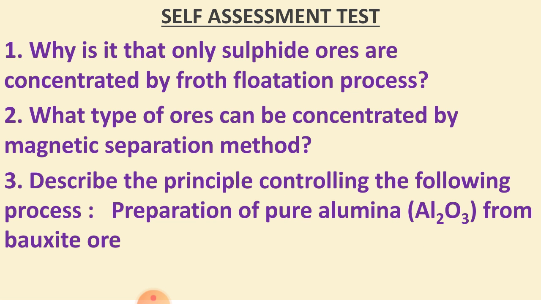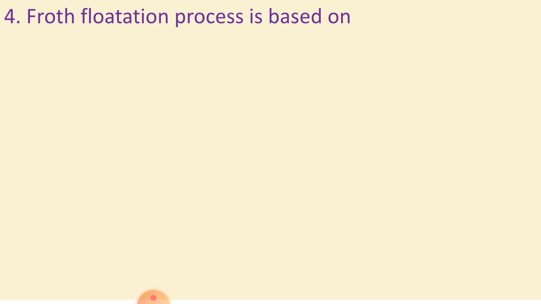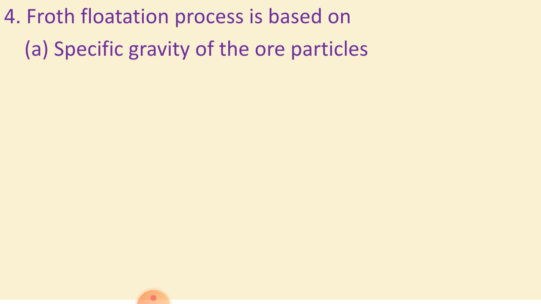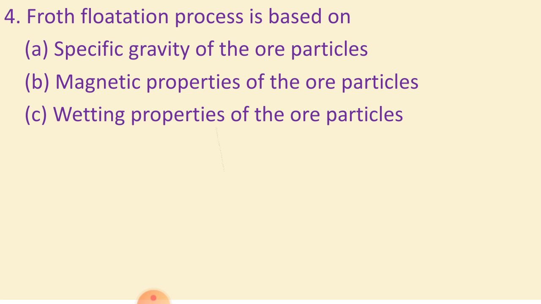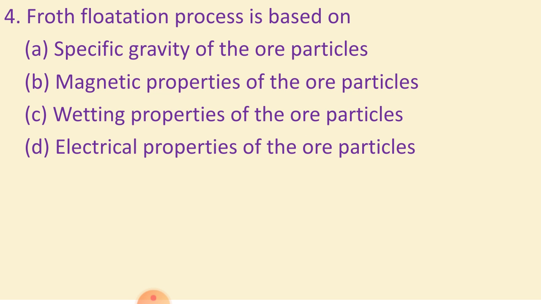Question number 3. Describe the principle controlling the following process: preparation of pure alumina from bauxite ore. I also told you this in the form of Baeyer's process. Now question number 4. Froth flotation process is based on, here 4 options are given. Do you know that optional questions may be given in the board examination? Option 1 is specific gravity of ore particles. Option 2, magnetic property of the ore particles. Option 3, wetting property of ore particles. And option 4, electrical property of ore particles. So froth flotation is based on which property? You have to think and find the answer out of the 4 options.